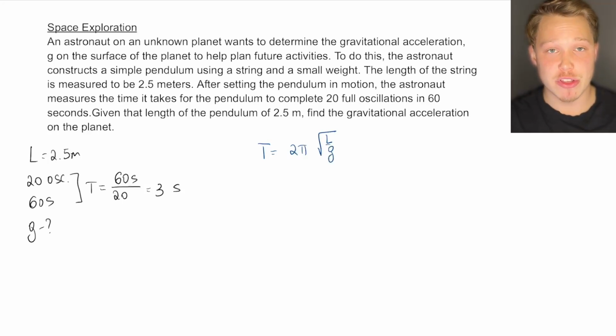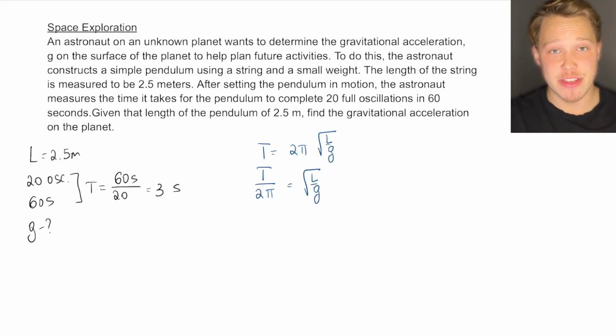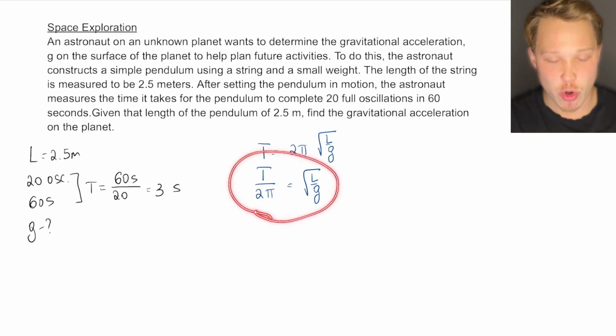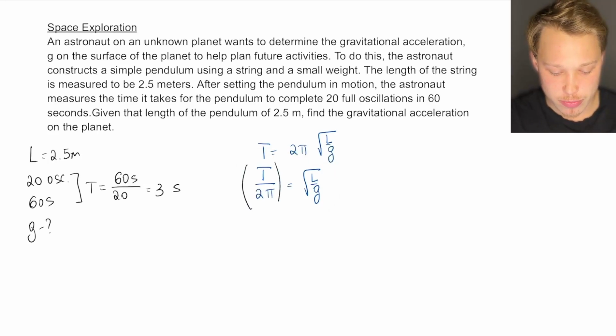And just like in the previous problem, we just have to rearrange it, but this time for g. So divide both sides by 2 pi. By the way, you can stop this video and try to practice rearranging this equation on your own. Doing this on your own is always better because it's a better way to remember. But if you're confused about how to rearrange it, of course, keep watching. So now that we have this, we're going to square both sides to cancel out the square root.